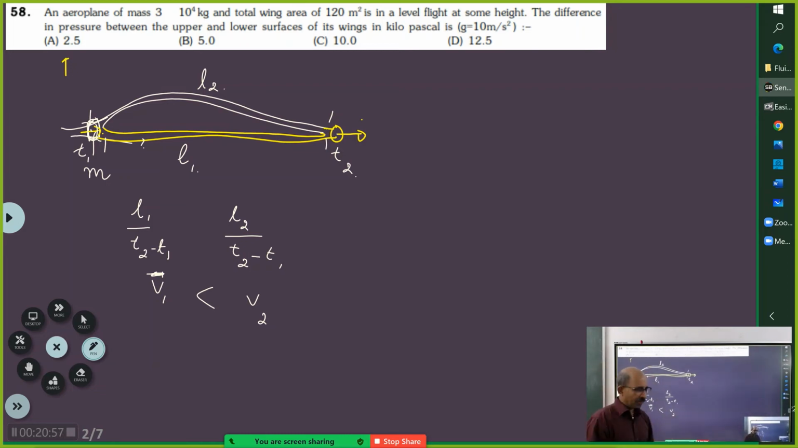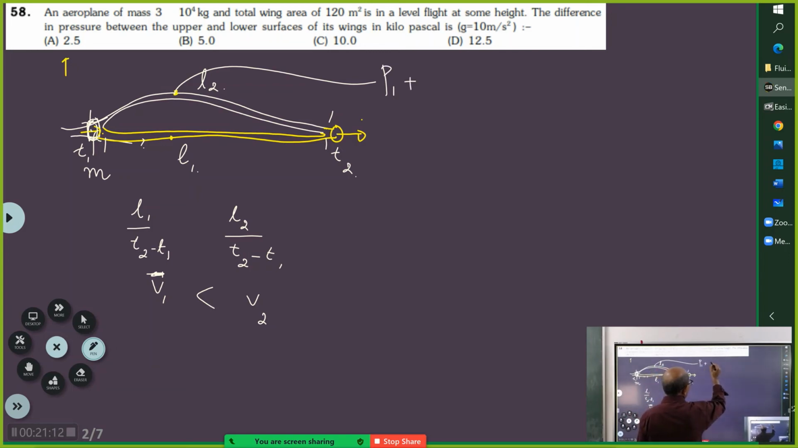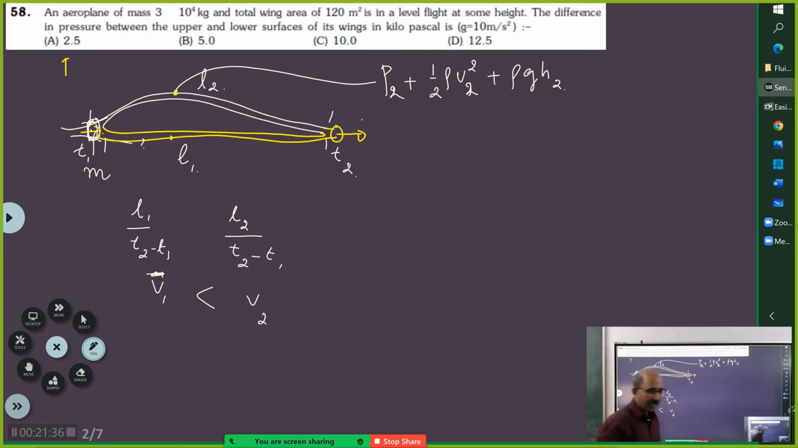See, now you have understood very well. Consider this point here and consider another point here. For this point, you write the equation P1 plus, what shall I write? Half rho V1 square, right? Continue. Okay, V2. Continue. Plus rho g h2 is constant. That's what you are going to write. That's how you are going to explain to somebody.